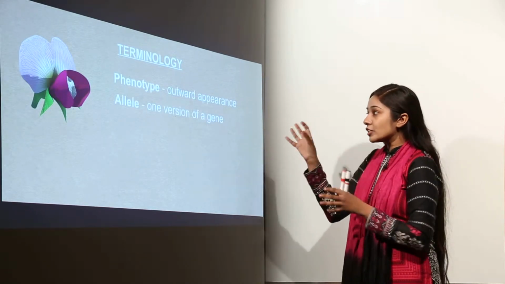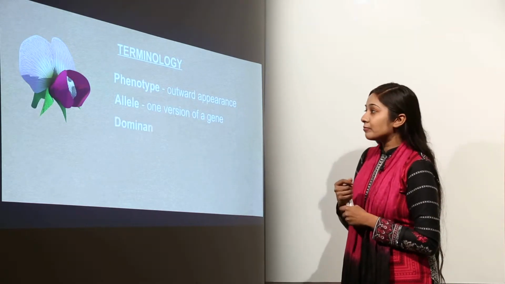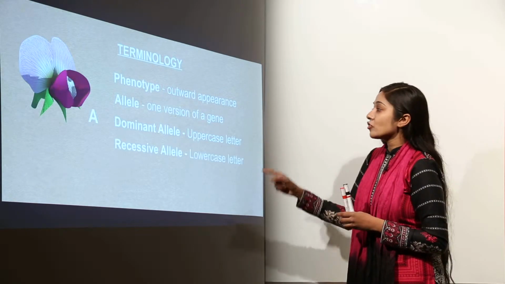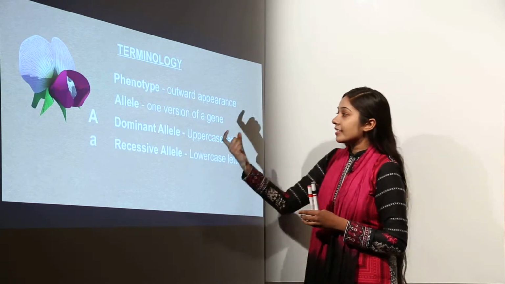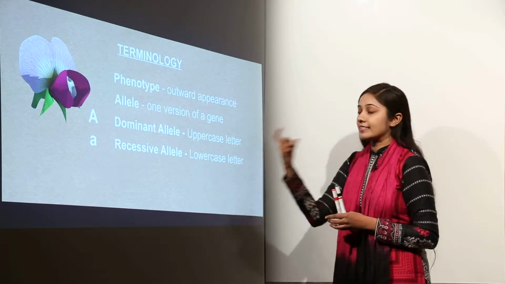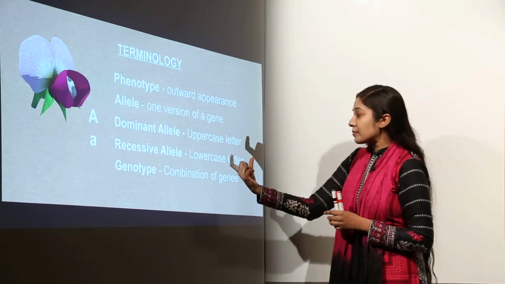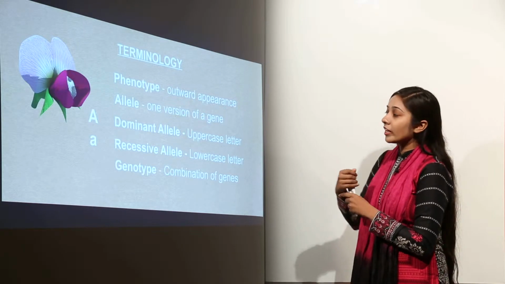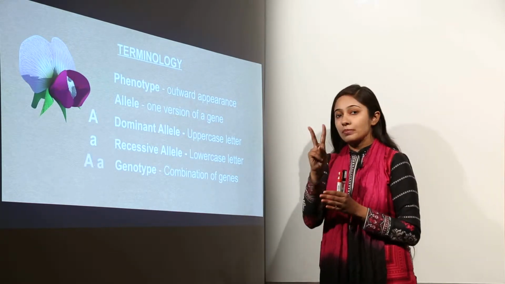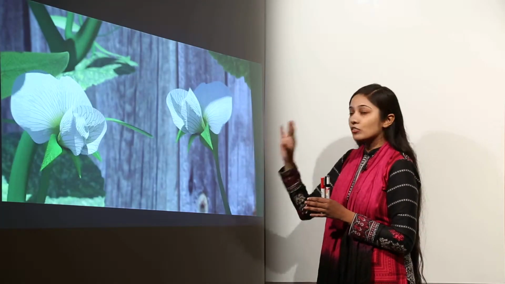Allele is one version of a gene. For example, we have 2 types of alleles: dominant alleles and recessive alleles. Dominant is written as a capital letter, uppercase letter, and recessive as a small letter, lowercase letter. And genotype is a combination of genes, meaning you'll have to write both of them, capital A and small a, because we have 2 copies of each gene, so genotype is the copies.